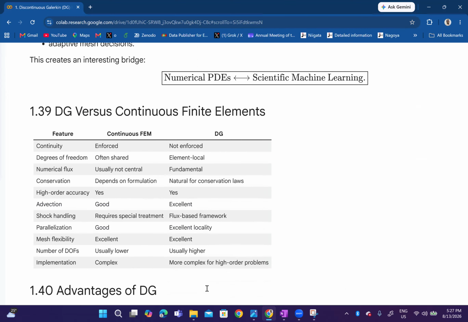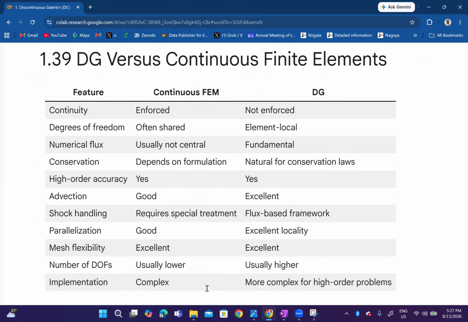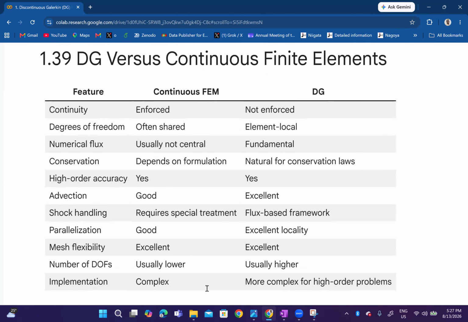So we then also have discontinuous Galerkin versus continuous finite elements. I mean, we tried to draw a little comparison initially, but this is a comprehensive one here. Talking about continuity, in the continuous finite element method, continuity is enforced, but in discontinuous Galerkin, it is not enforced. That was the initial parallel we saw. Continuity is important in continuous, but in discontinuous Galerkin, no. Then talking about degrees of freedom, the degrees of freedom are often shared in continuous Galerkin, but in discontinuous Galerkin, it is element local.